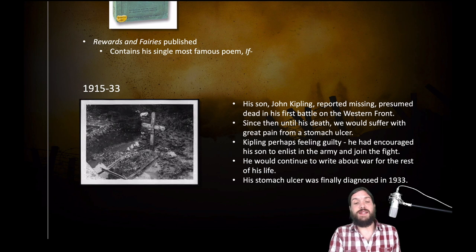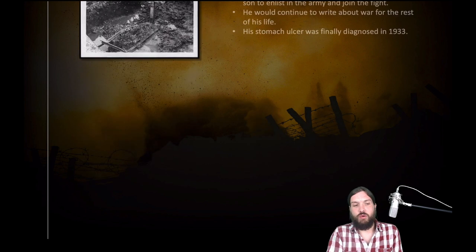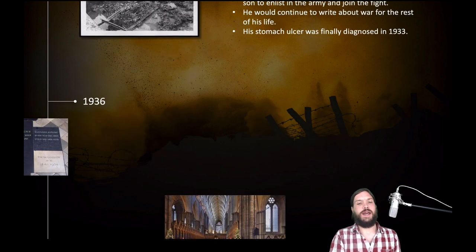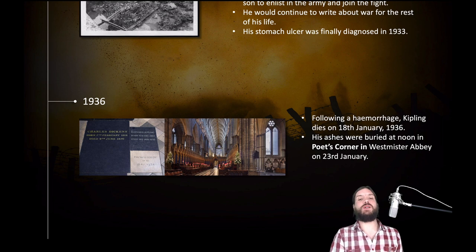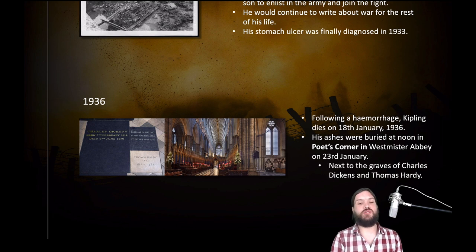His illness was finally diagnosed as a stomach ulcer in 1933. So many years of pain and agony and not knowing what it was. And in 1936, following a hemorrhage, Kipling dies on the 18th of January. His ashes were buried at noon in Poets' Corner in Westminster Abbey on the 23rd of January, and he lies next to the graves of both Charles Dickens and Thomas Hardy.